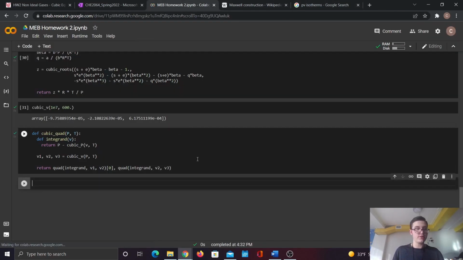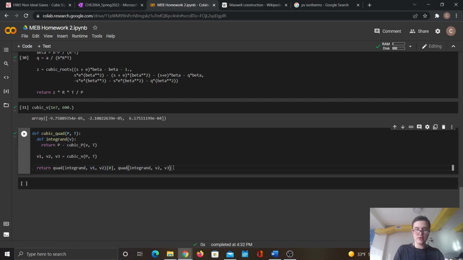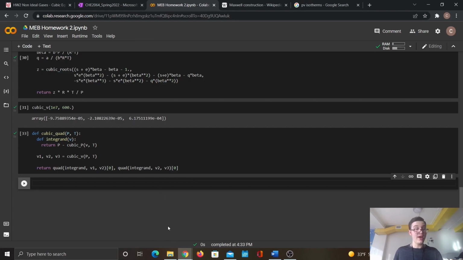So, Shift Enter. Cool. So integrand, again, the difference between the cubic pressure and the pressure guess, volume 1 and volume 2, the first two of the cubic volumes. We also need the first value here, and then volume 3 there. All right, Shift Enter. Now, we're going to check that this works.